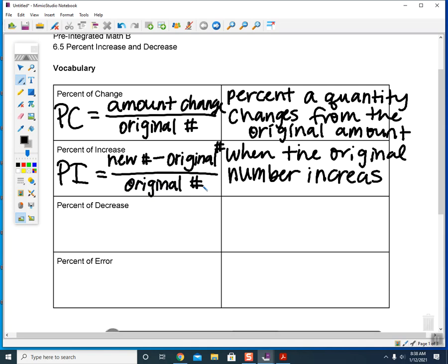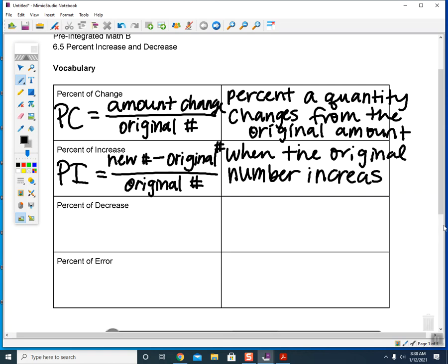Okay, so we take the new number, we increased, so we're going to take our new number minus the original number and then divide that whole thing by the original number. Okay, and then something to note when we're doing percent of increase, when I do this division, it's going to give me a decimal, but it's talking about percent of increase, so I'm going to need to change that decimal into a percent. And we'll do examples, so you'll see.